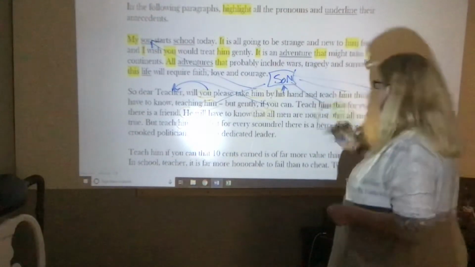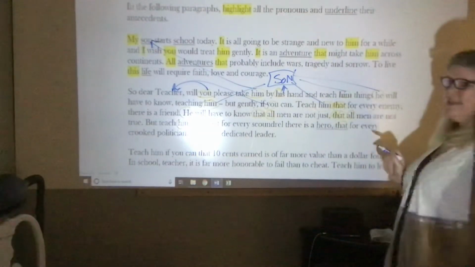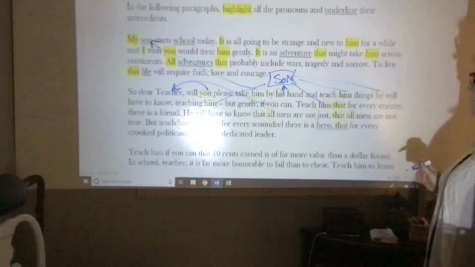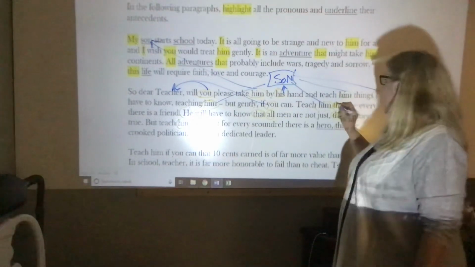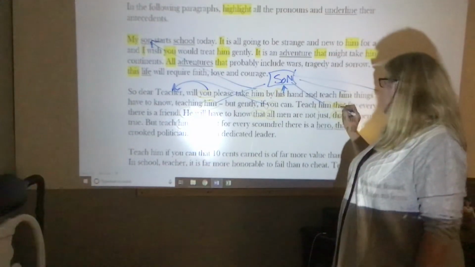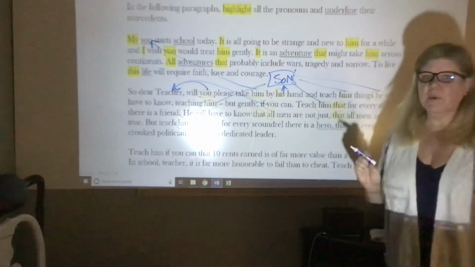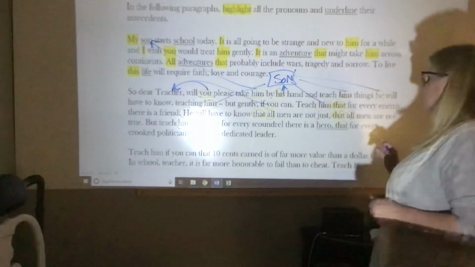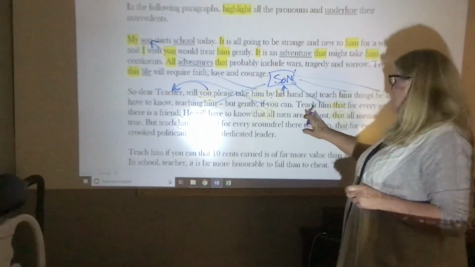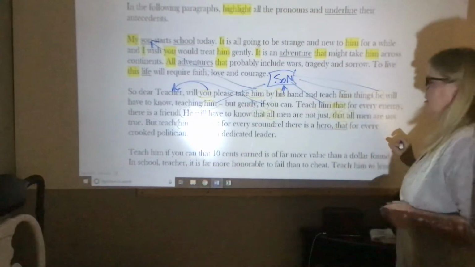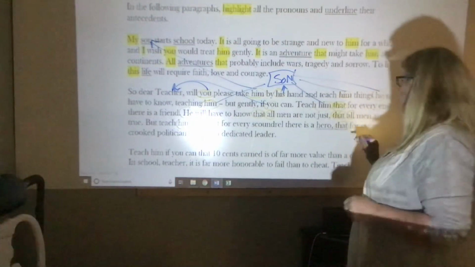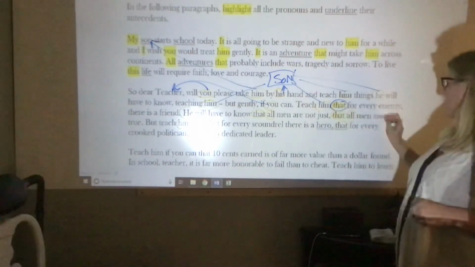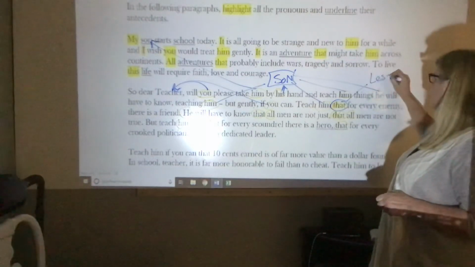Teach him that. What is that? What is that referring to? What are we teaching him? Teaching him that for every enemy, there is a friend. And that is what we're talking about here with that. That is actually referring, remember, it has to be one or more nouns that it's referring to. And teach him that for every enemy, there is a friend. Okay? So that, in this situation, is talking about the idea. It's actually talking about a lesson.